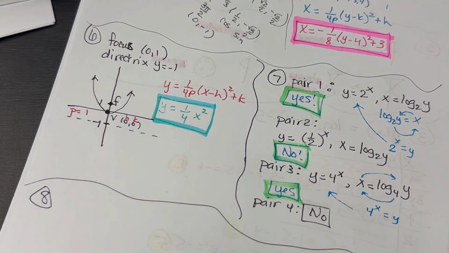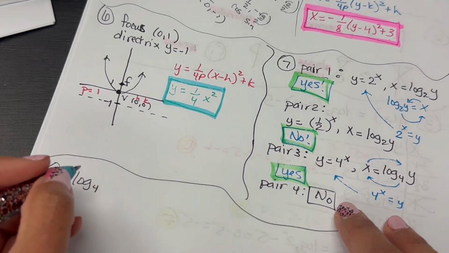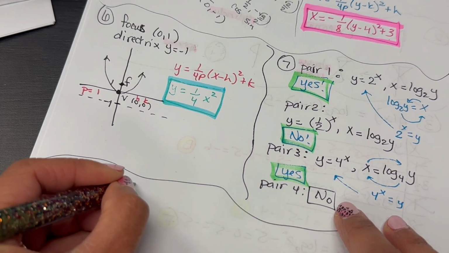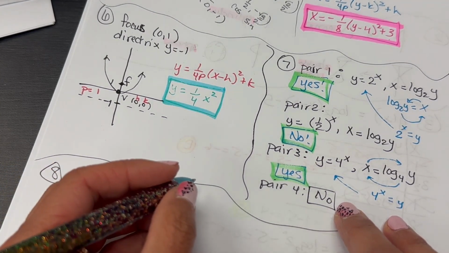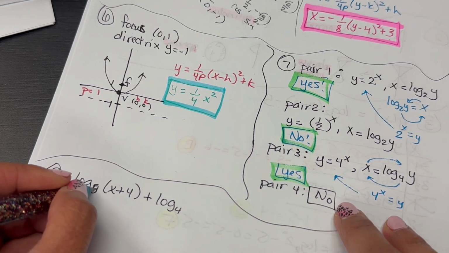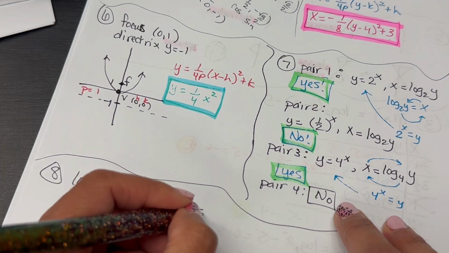Put number 8 down here. It says solve the equation. Okay, I'm probably going to use all this space right here. Log base 5 of (x plus 4) plus log base 5 of x equals 1. Sorry, that's a log base 5. I can't see because it's small.